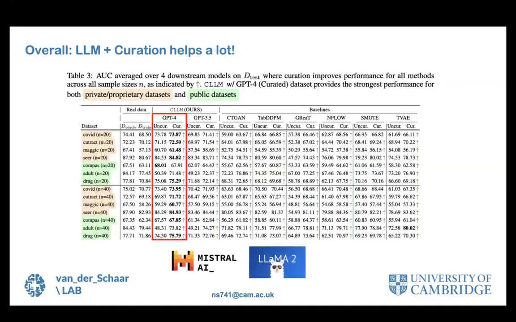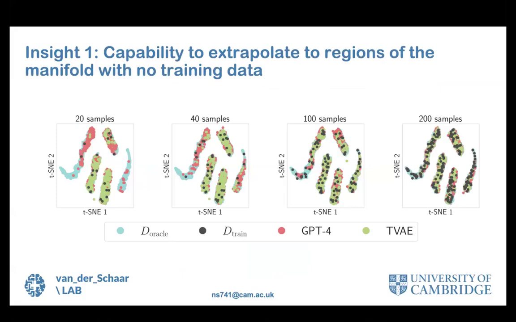Beyond the GPT series of models, we also looked at Mistral and Llama, and we see very similar performance with the curation mechanism. But you might say, well, this is kind of just like magic. Why does this even work in the first place? It just seems crazy that the LLM can just make up data.